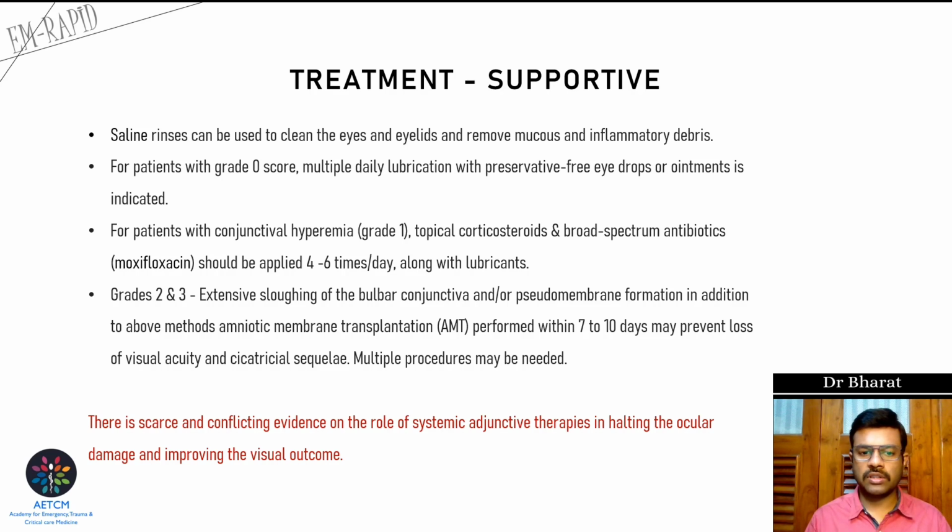Grade 2 and 3: extensive sloughing of the bulbar conjunctiva and pseudomembrane formation. In addition to the above methods, amniotic membrane transplantation performed within 7 to 10 days might prevent loss of visual acuity and cicatricial sequelae. Multiple procedures may be required for such patients. There is scarce and conflicting evidence regarding the use of systemic steroids in halting ocular damage and improving visual outcome.